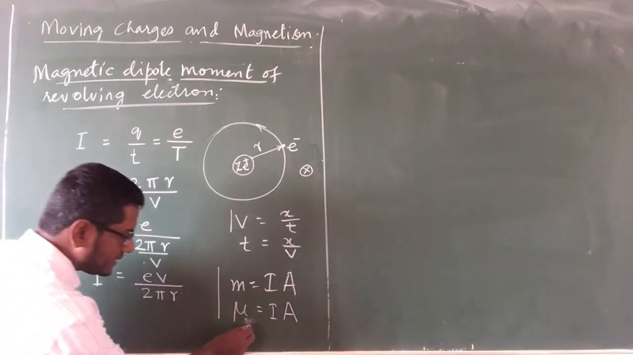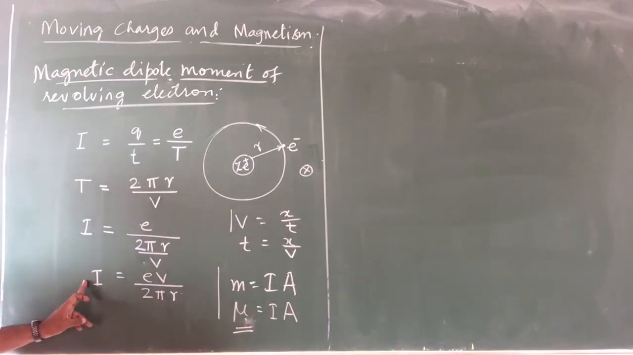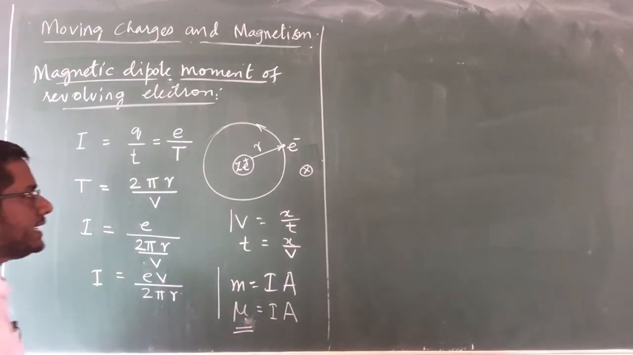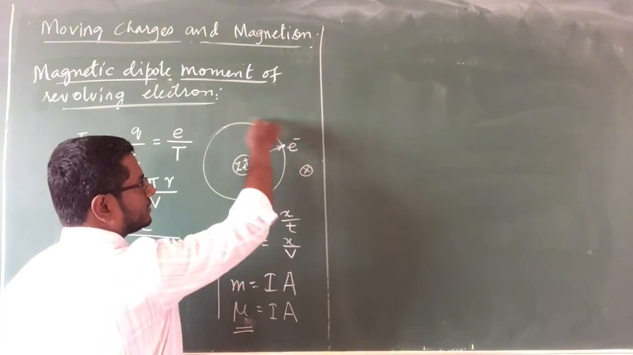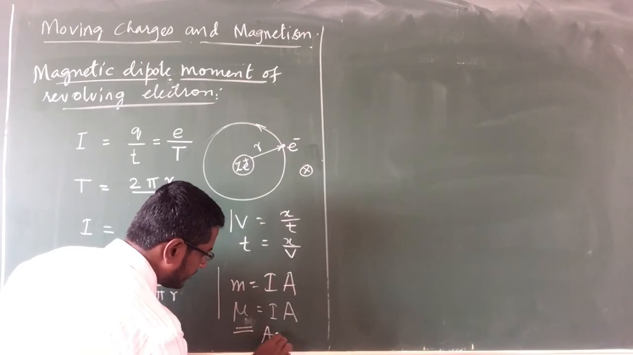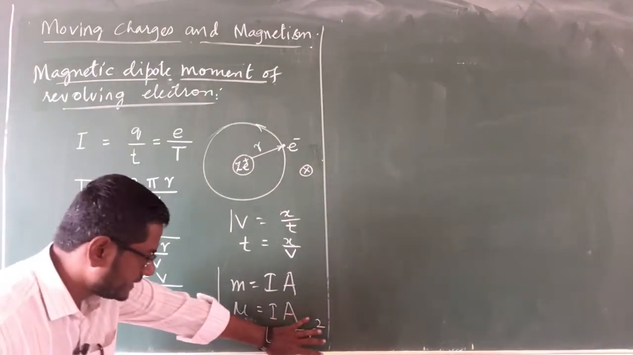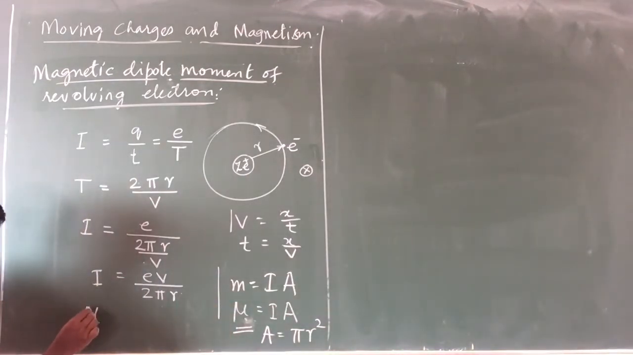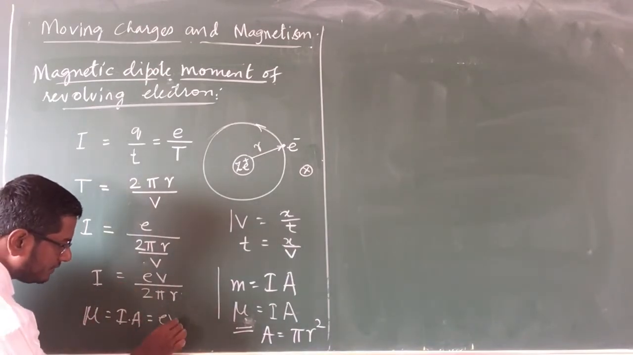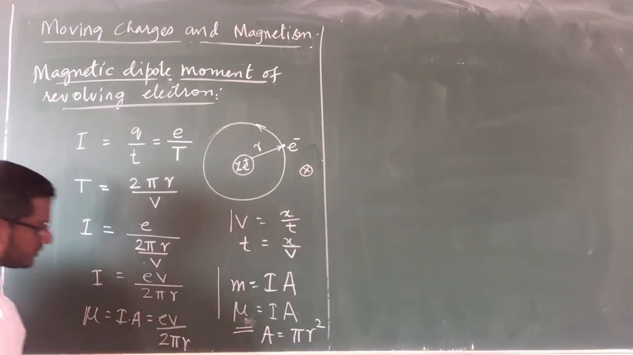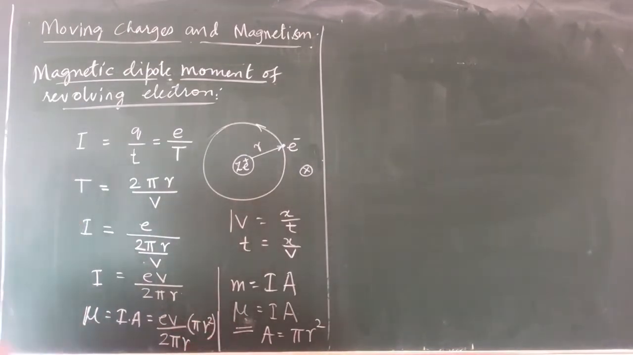So what I want to have here is this mu term, which is the product of I and A. I have the equation for I, but I need the equation for A. Now what is A? A is the area of the circle which is produced by the radius of this orbit. So this A can be written as pi r squared. So if I write the equation for mu, that mu is going to become I into A, equals, I is this thing, ev divided by 2 pi r, multiplied by A, which is pi r squared. So that is the equation.